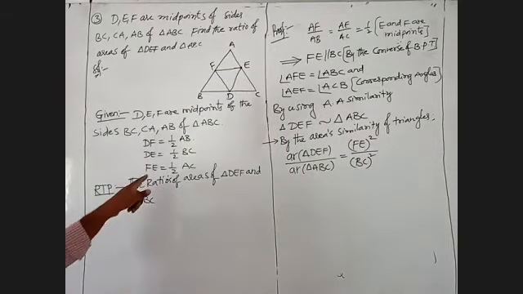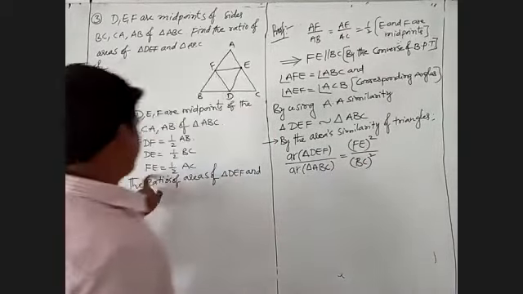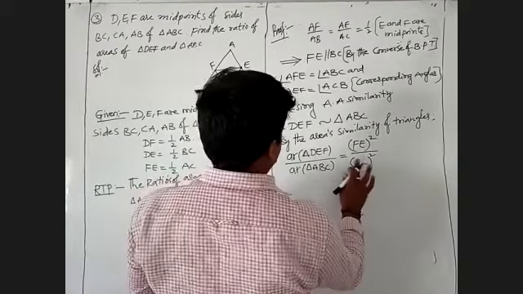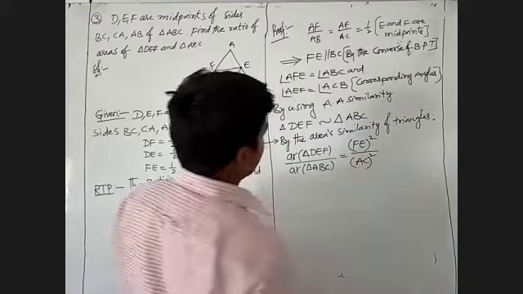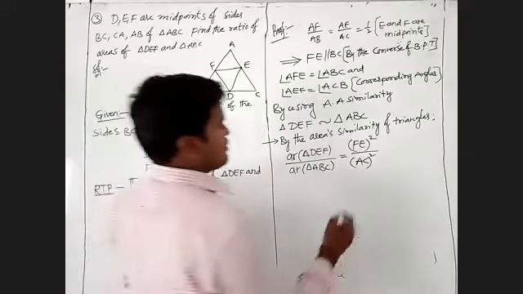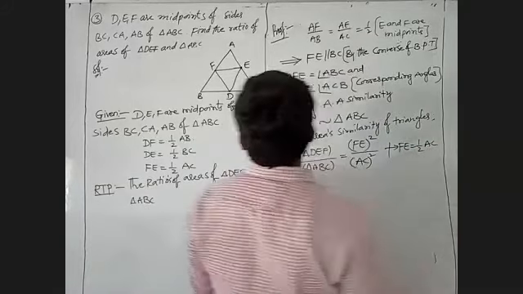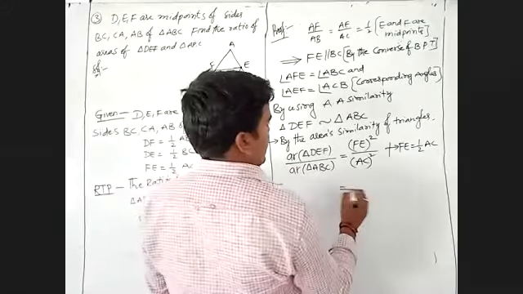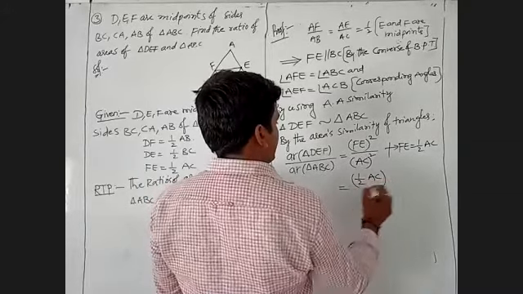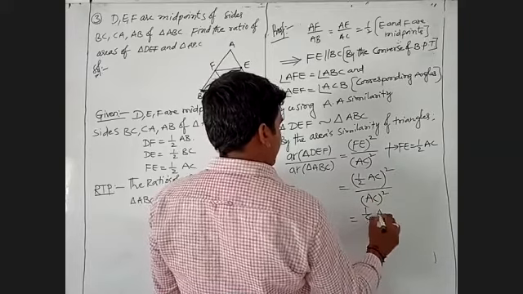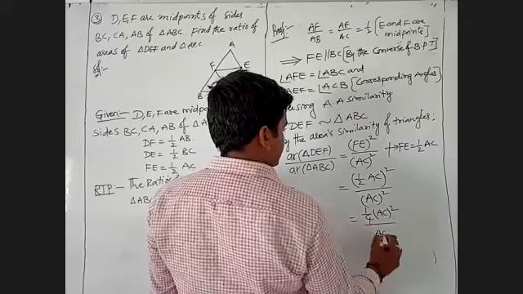By the above condition, we know that FE is nothing but 1 by 2 into AC. Triangle ABC as the base will take AC whole square. That means here I have to write 1 by 2 AC whole square by AC whole square. That means 1 by 4 into AC square by AC square.